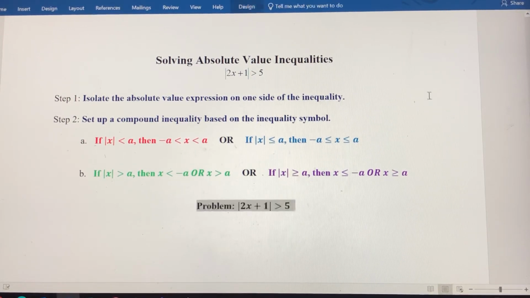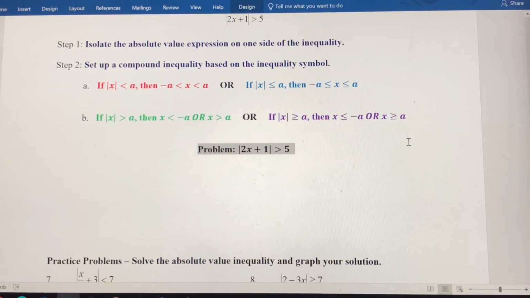So let's solve this absolute value inequality here, okay? So step 1's already done. The absolute value is already isolated. This is a greater than, so I'm going to use this kind of setup right here, okay? So I'm going to say 2x plus 1 is less than negative 5, or I'm going to use this part next, 2x plus 1 is greater than positive 5, all right? So now these are two pretty simple little inequalities here that I can solve.